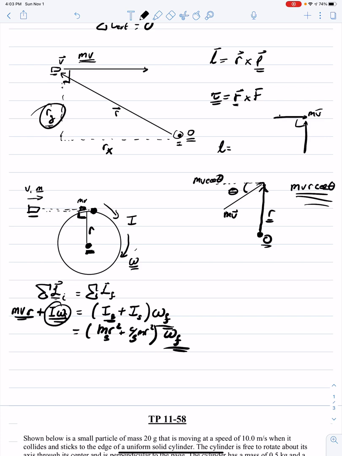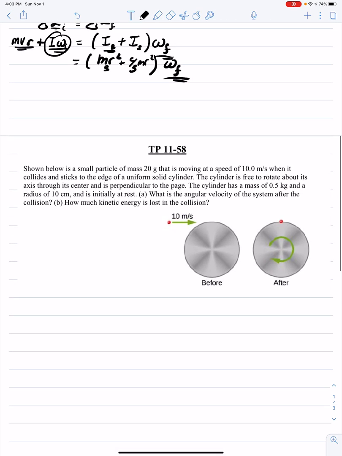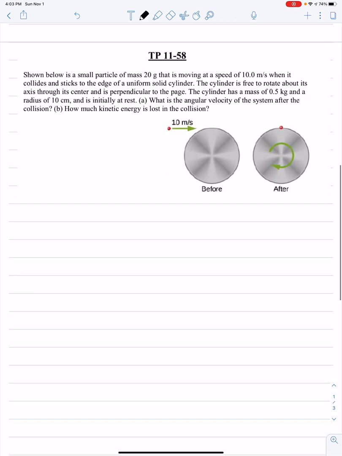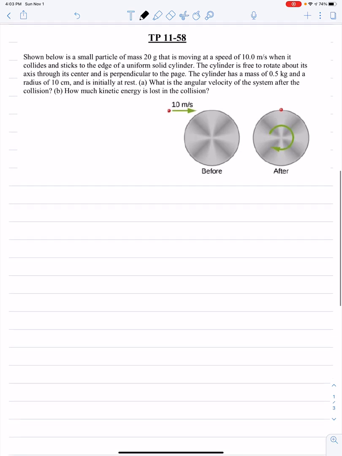So let's hit on TP11-58. I'm sure you guys are fans of TP11-58. So let's do TP11-58 for your viewing pleasure. So we have givens. Let's write down the givens.